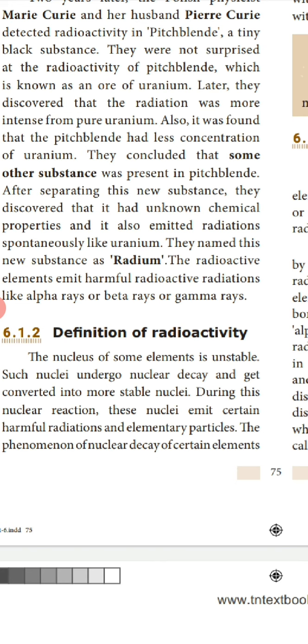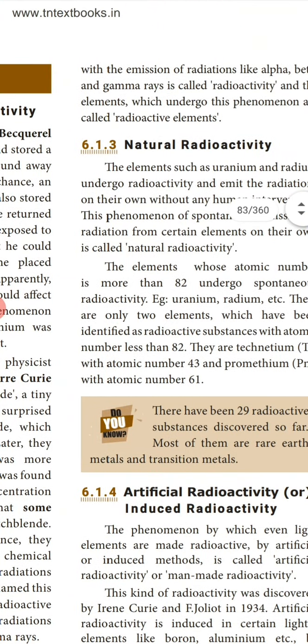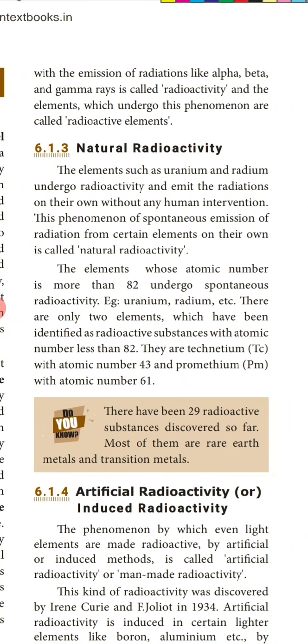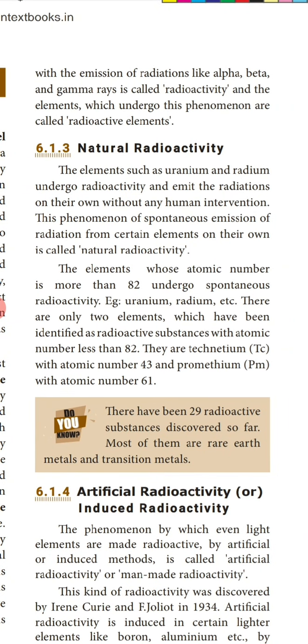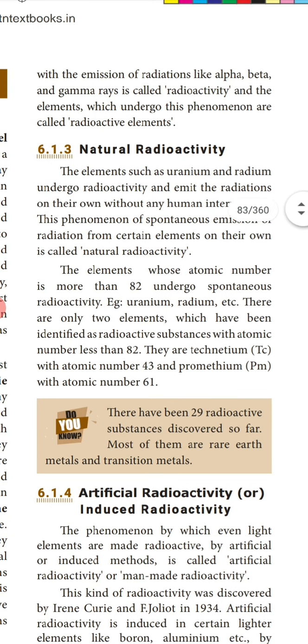The phenomenon of nuclear decay of certain elements with the emission of radiations like alpha, beta and gamma rays. When a nucleus that is not stable undergoes nuclear decay and emits harmful radiations like alpha ray, beta ray and gamma ray, that phenomenon is called radioactivity, and these elements are called radioactive elements. Understood what is radioactivity and what are radioactive elements?